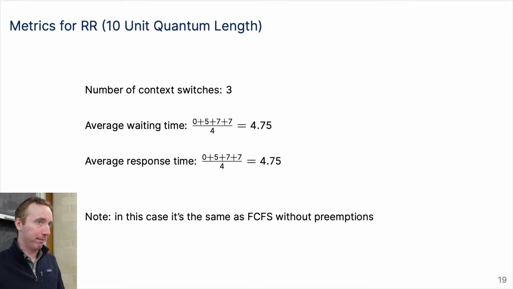So if we do that and compute all these metrics again, there's only 3 context switches now, which is a slight improvement, and our average waiting time actually went down slightly, but our response time shot way up. It was 2.75 for quantum length of 3, and 0.75 when the quantum length was 1, and now it's 4.75. So this was the same case as first come, first serve without preemptions.